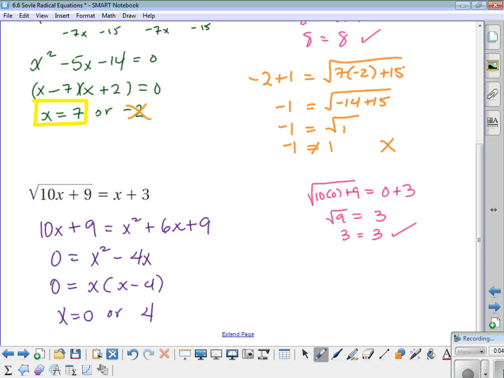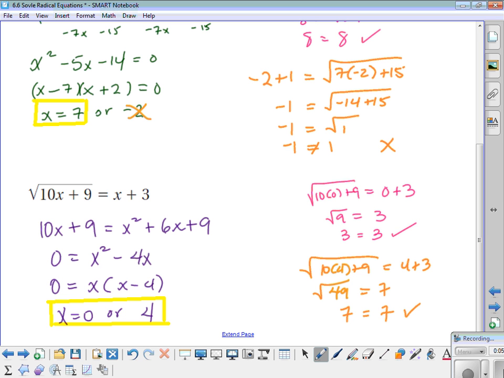And then if we test the 4, we have the square root of 10 times 4 plus 9 equals 4 plus 3. So that's the square root of 49 equals 7. Oops, that was supposed to be an equal sign. And so that one also works. So you're not always going to have extraneous solutions. Sometimes they will both work, but you're not going to know unless you test both of them. Can you test only one of them? No, you have to test them both, okay? You can't make any assumptions based on whether one of them works.